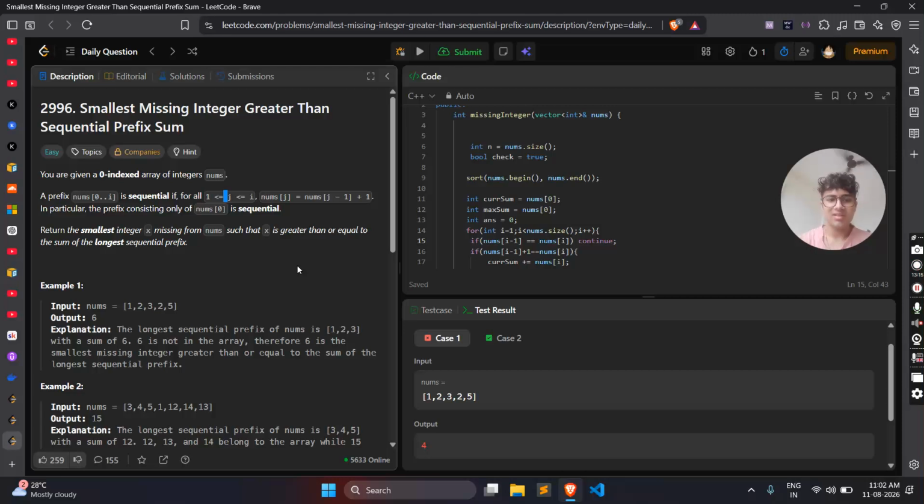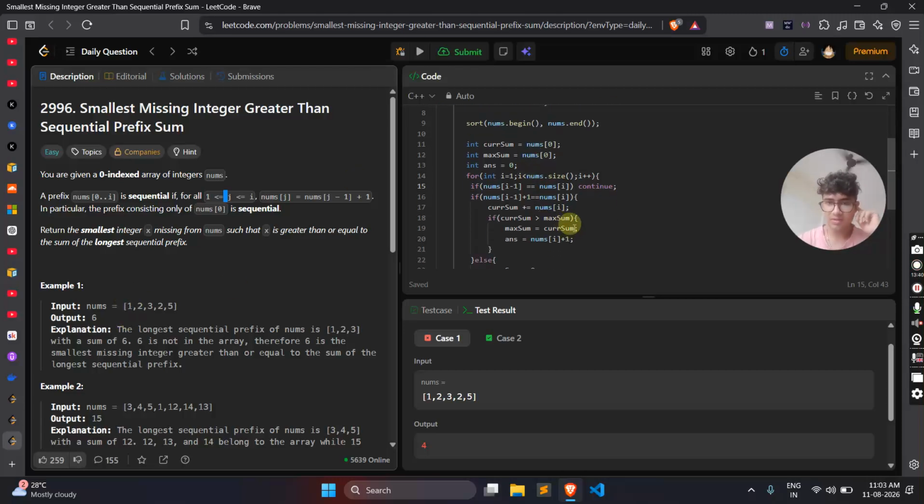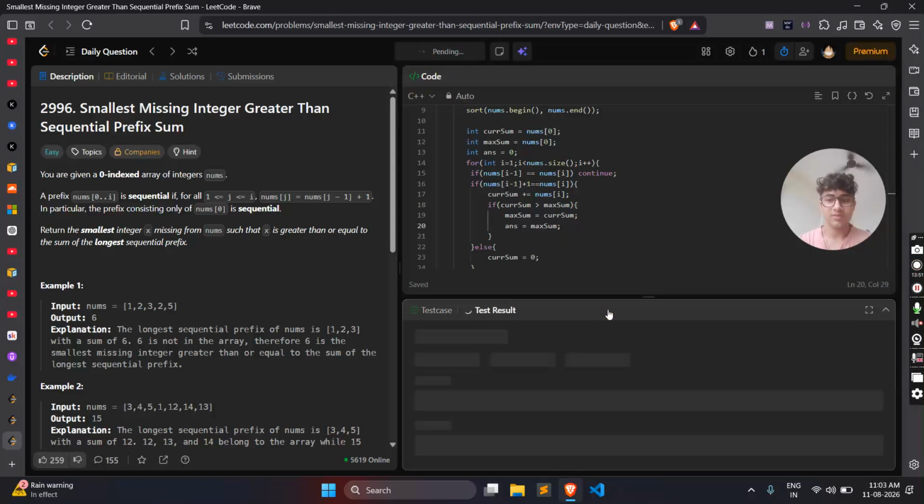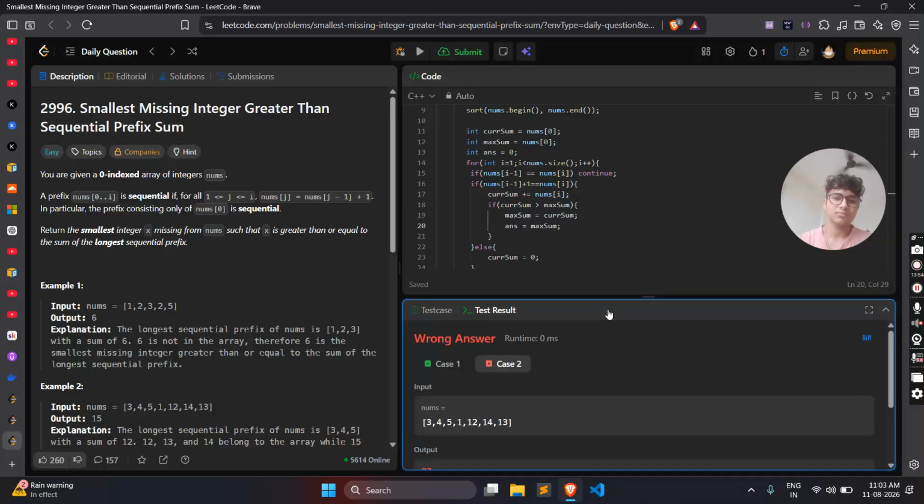Right? It means the x which is missing must be greater than or equal to the sum of the longest sequential prefix. We thought for the first test case it will be 1, 2, 3, sequential. So let me try it considering it just like this. Now if I write max somewhere, then the first test case will pass and the second will fail.